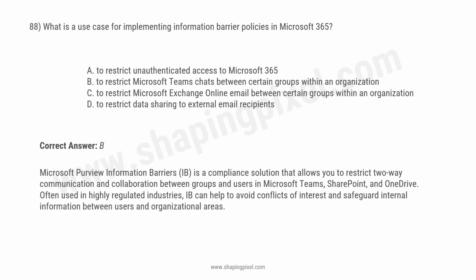Microsoft Purview Information Barriers is a compliance solution that allows you to restrict two-way communication and collaboration between groups and users in Microsoft Teams, SharePoint, and OneDrive. Often used in highly regulated industries, IB can help to avoid conflicts of interest and safeguard internal information between users and organizational areas.